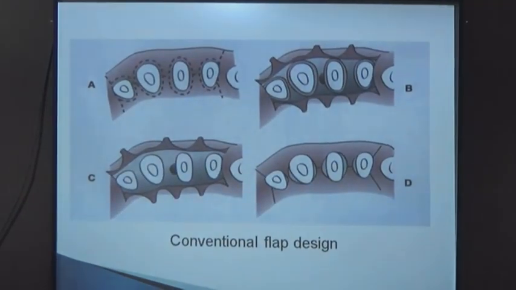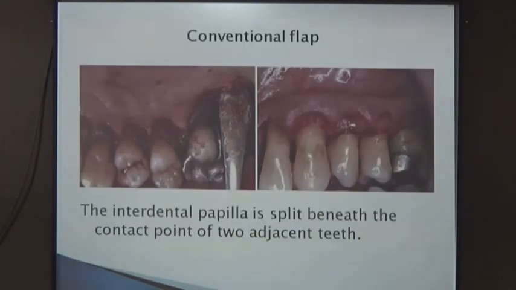இங்க பாருங்க, conventional flap. இதுல பாத்தீங்களா கரெக்டா severing at the base of the papilla. தெரியுதா? Imaginary line போட்டுட்டு ரெண்டா பிரிச்சிரும். Okay, this is conventional flap. See this? Severing at the interdental area, பிரிச்சிட்டு after doing a surgery you will close it back. That is conventional. The interdental papilla is split beneath the contact point of the two adjacent teeth.